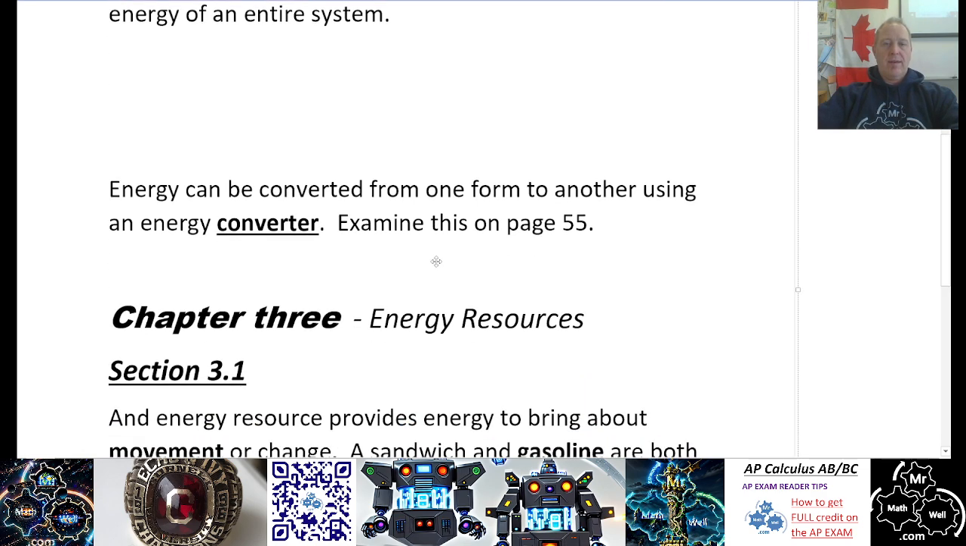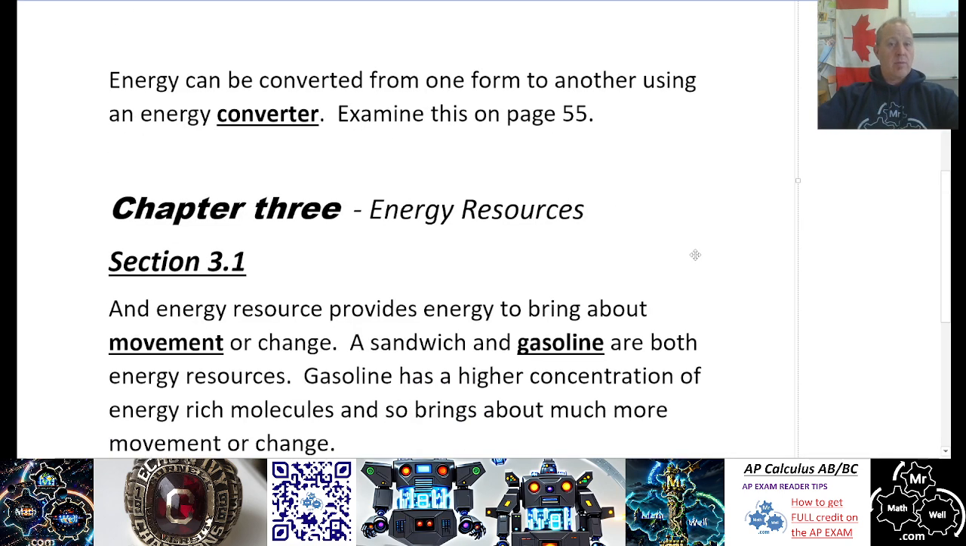Energy can be converted from one form to another using an energy converter. So on page 55 of your text, you can read about energy converters. It talks about how chemical energy is released from a battery, how mechanical energy, or energy of motion, kinetic energy, comes from electric cars or from combustible engines. That kind of thing. So one energy form converted to another energy form is what we're really interested in when we're talking about usable energy.